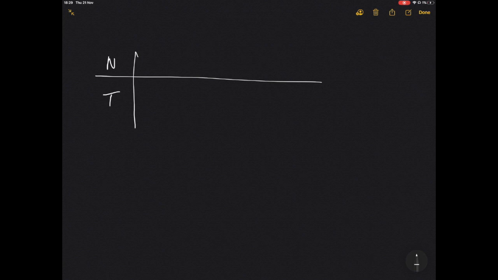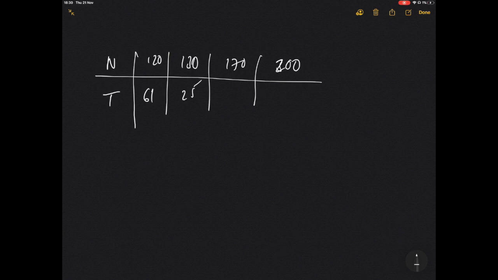So let's say we have this data here where we have a number of atoms, it's a radioactive decay, and we have time. So we have 120, 130, 170, and 3, oh, so it's 200, sorry. And time we have 61, 25, 7.2, and 2.8. Okay, so this is our number of atoms and t, which we're going to call time. I think we call it little t in the book.